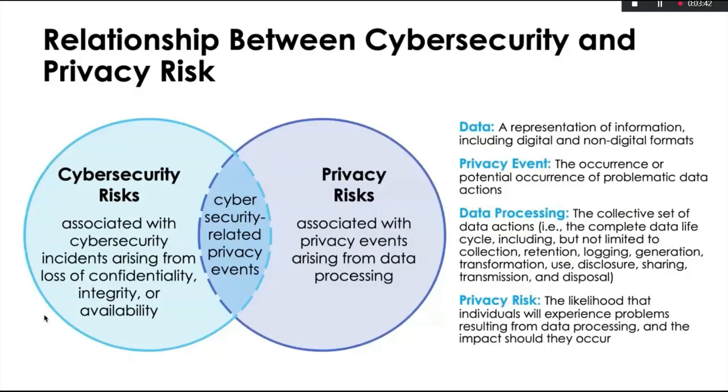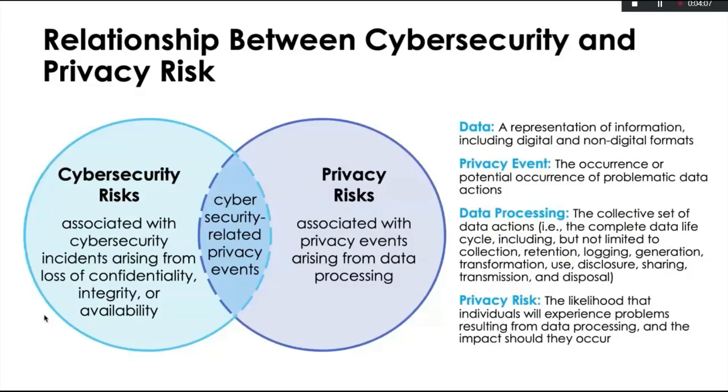The overlap of cybersecurity and privacy risk there in the center comes in when we talk about, for example, unauthorized access to personally identifiable information, or PII. Managing cybersecurity risk certainly contributes to managing privacy risk, but it's not sufficient. Privacy risk can also arise by means unrelated to cybersecurity incidents and unauthorized activities such as data breaches.